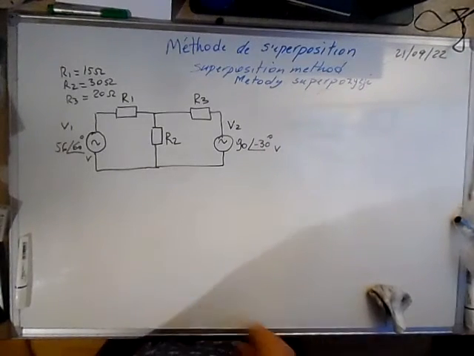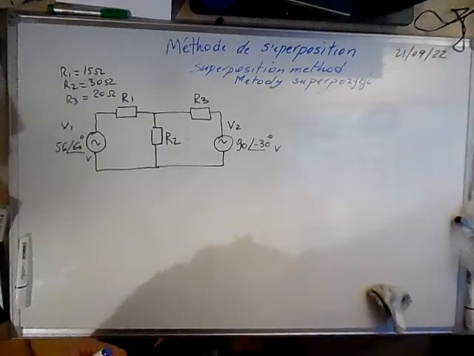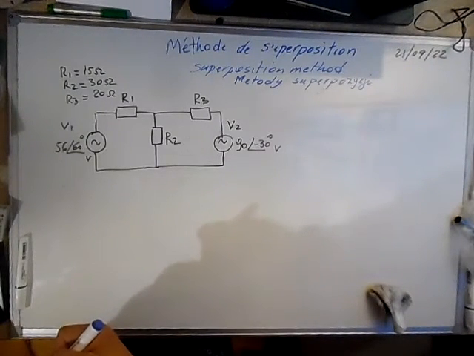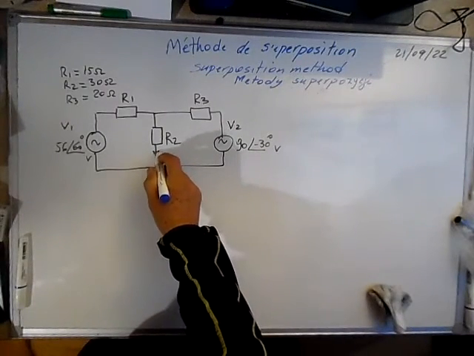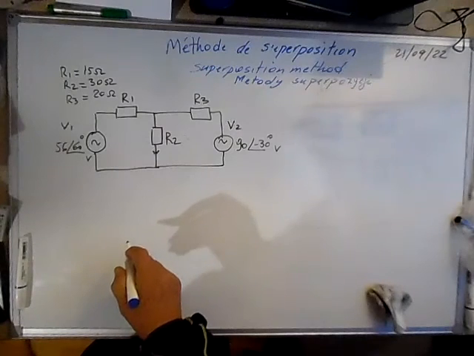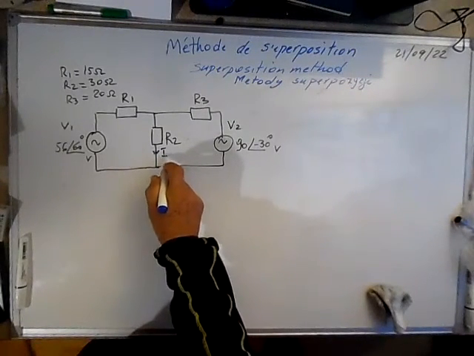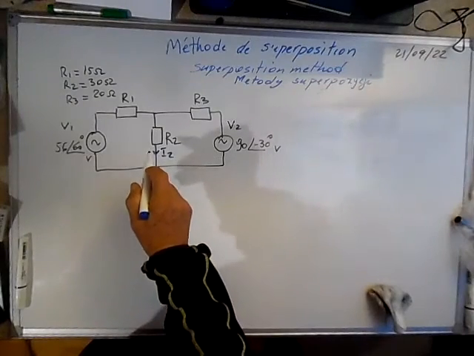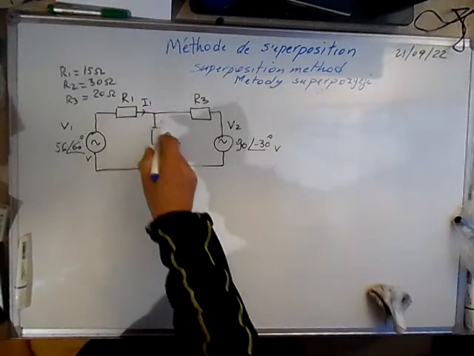Here we have a circuit. We are going to use the superposition method to calculate the current and the power dissipated in this resistor R2. Let's call it I2, and here we call it I1 and I3.